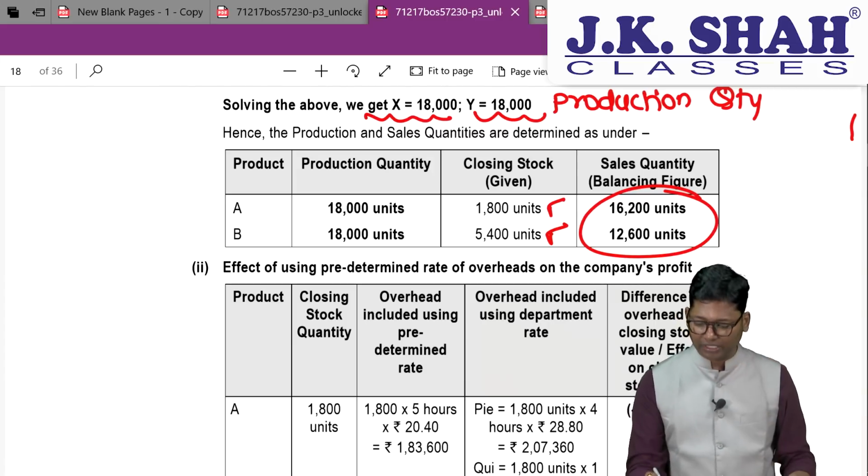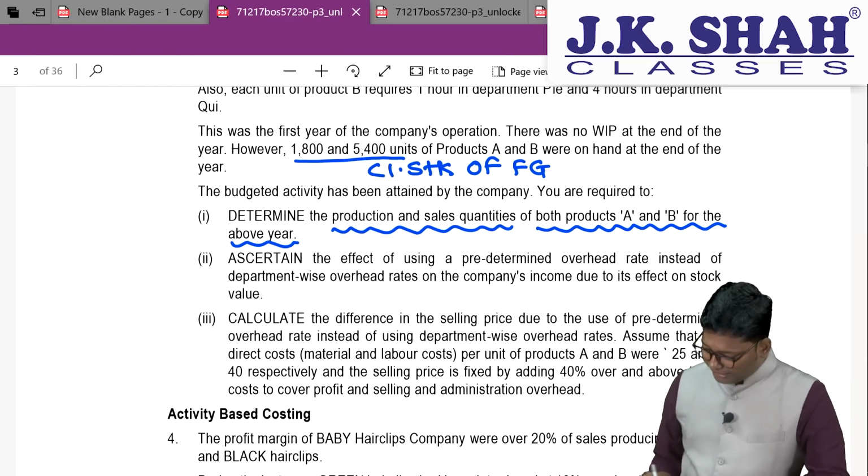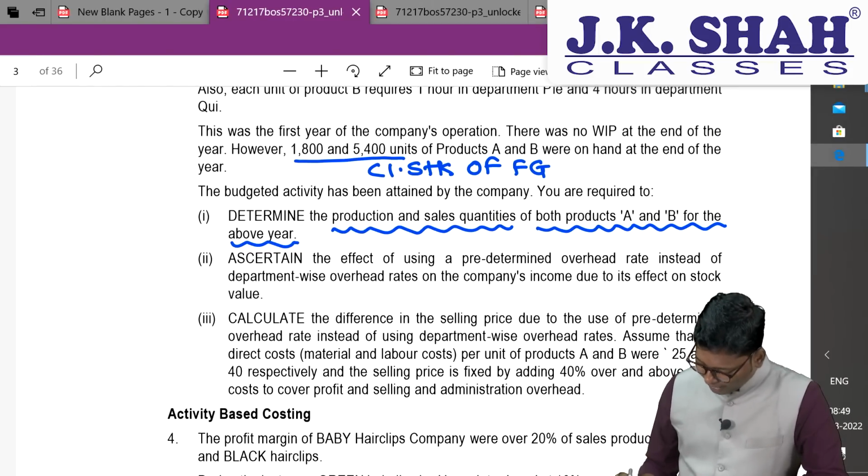Simple. So that is point number 1. Point number 2 says ascertain. Again, we need to ascertain something.